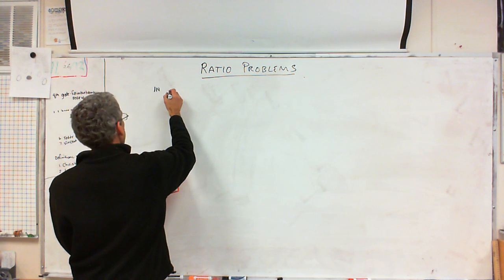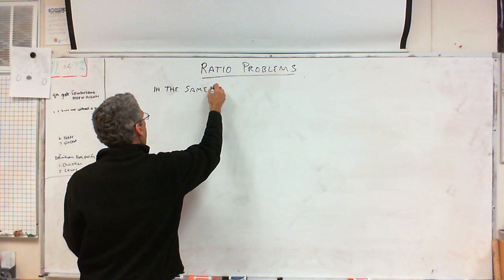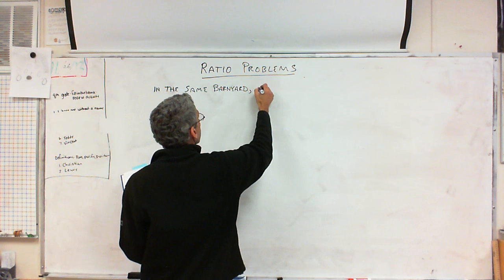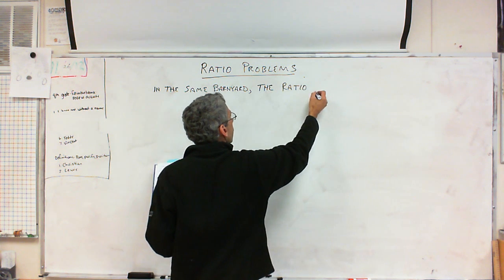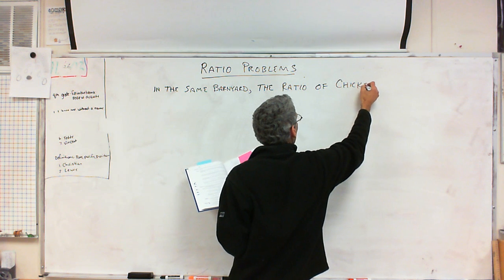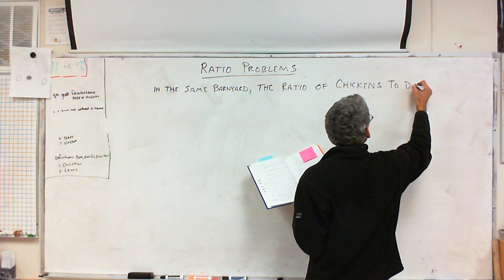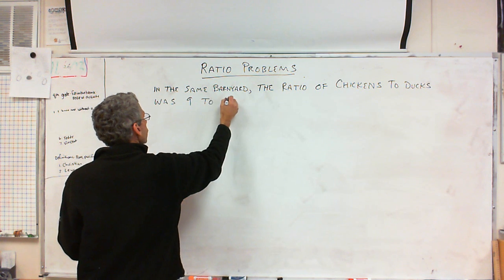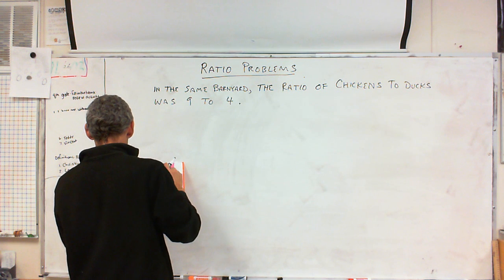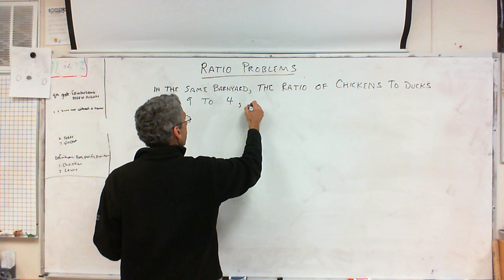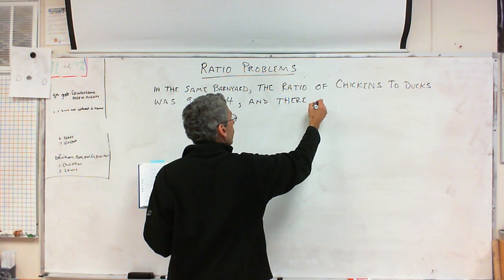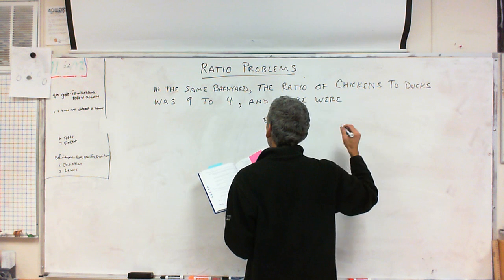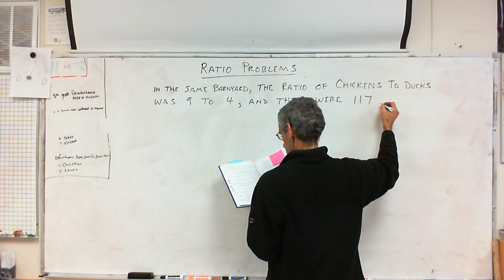In the same barnyard, the ratio of chickens to ducks was 9 to 4. I think I just used the same problem before. That's okay. Chickens to ducks was 9 to 4. Yeah, I did use the same one. Funny. And there were the numbers. Okay, that's right, 9 to 4. And there were 117. I lost my place.